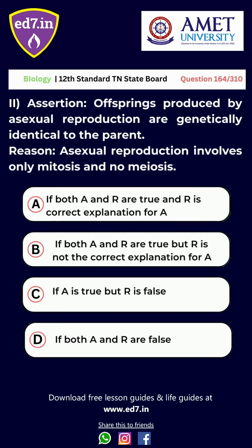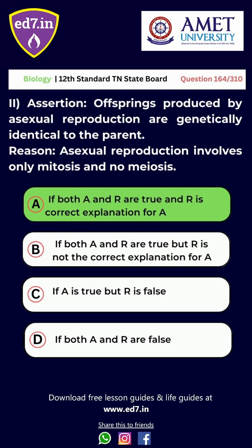Second question. Assertion. Offsprings produced by asexual reproduction are genetically identical to the parent. Reason. Asexual reproduction involves only mitosis and no meiosis. A. If both A and R are true and R is the correct explanation for A. B. If both A and R are true but R is not the correct explanation for A. C. If A is true but R is false. D. Both A and R are false. The answer is option A. Both A and R are true and R is the correct explanation of A.